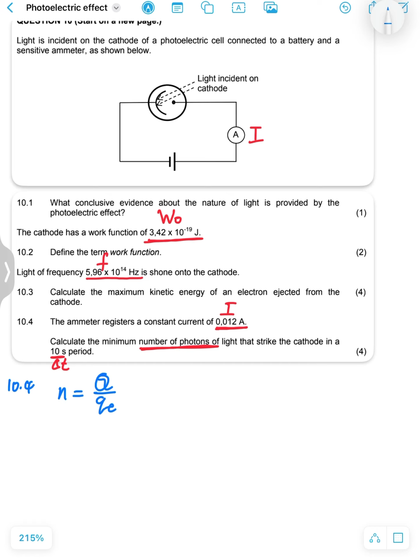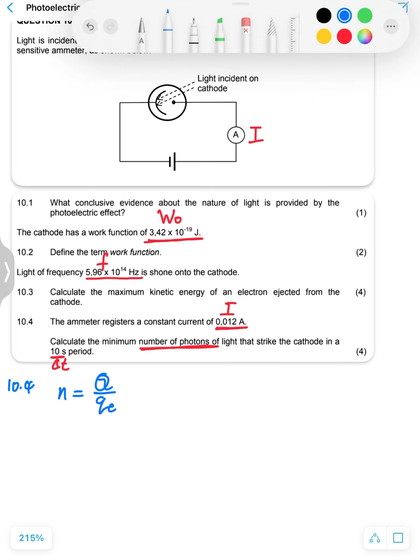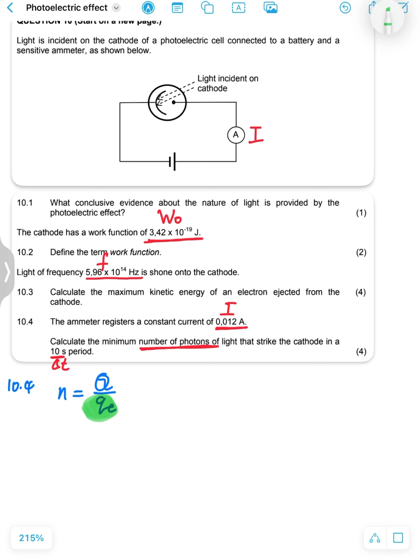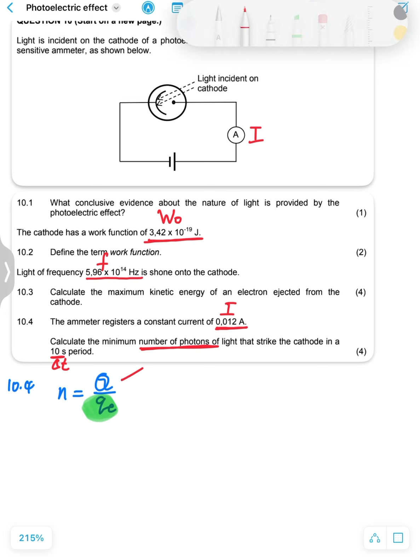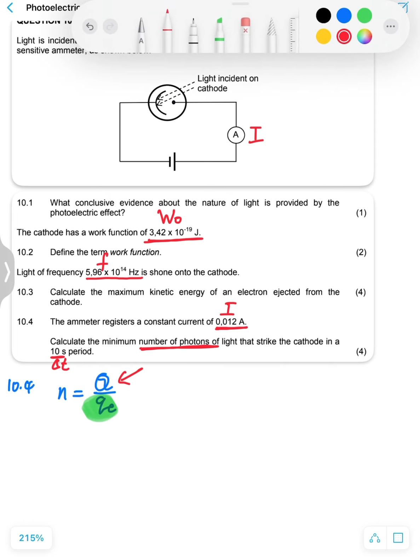This is the formula for the number of electrons. Because the charge of an electron is a constant, you need to find Q here in order to calculate the number of electrons. So how are we going to get Q? In order to calculate that, we need to first get the charge. So how do we get charge?